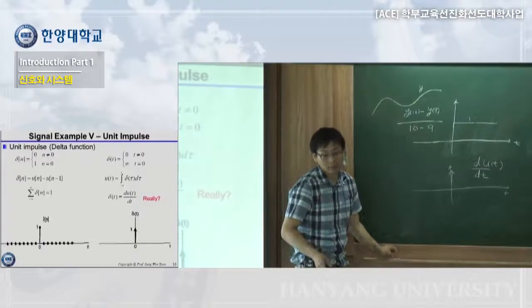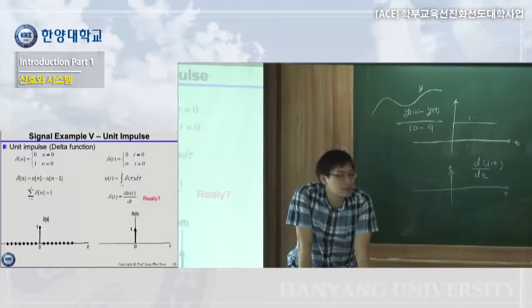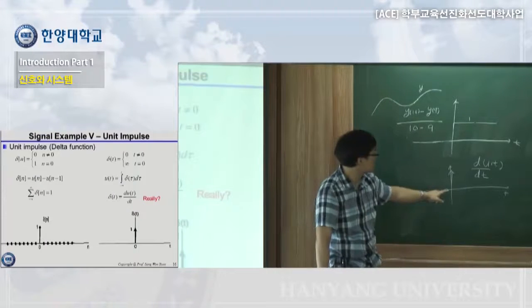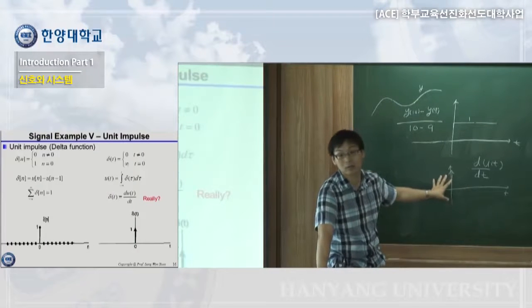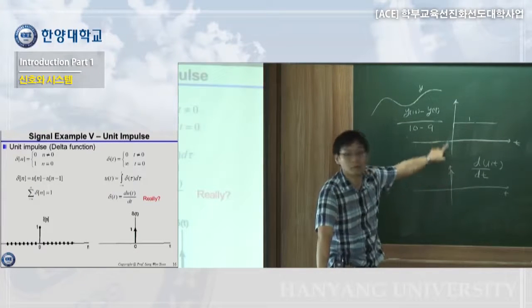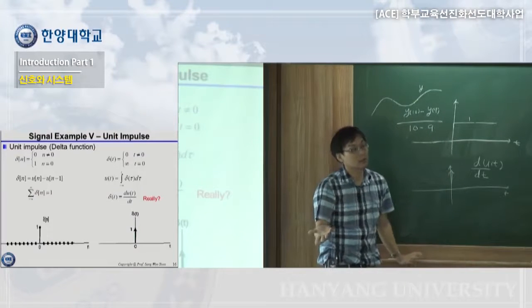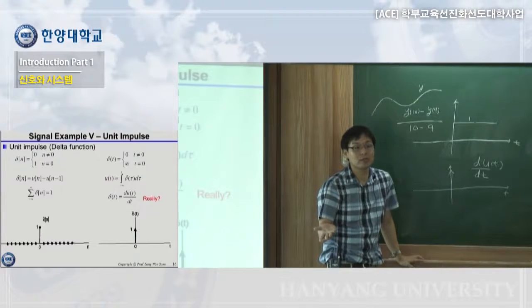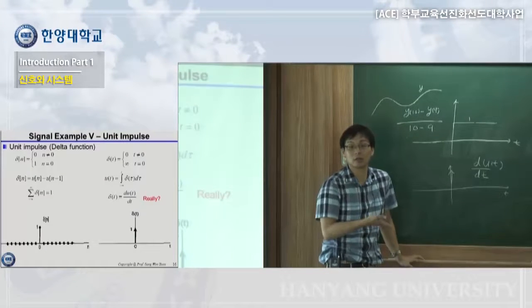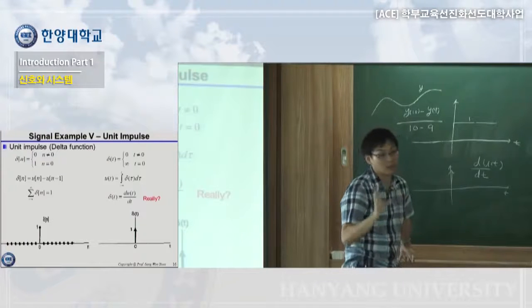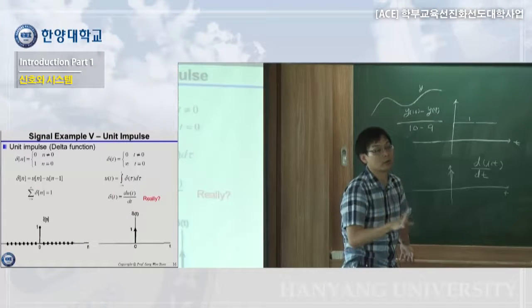Why? Can you have infinite amplitude of the arrow in here? So this one says other than 0, they are 0. At 0, they become infinitely long. Mathematically, right? But conceptually or physically, is it right? Can we have an infinitely long line at the 0 point? No, right?